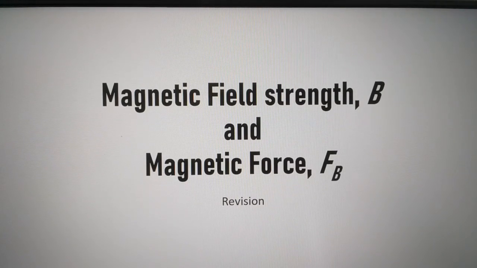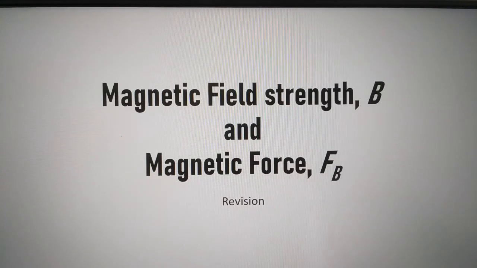Okay, hi everyone. So today I'm going to help you revise chapter 5, particularly magnetic field strength and magnetic force. As you all know, chapter 5 is not examinable in paper 2, but you need to know the basics of it in paper 1. So my focus today is to help you revise how to find the magnitude and direction of magnetic field strength and magnetic force.